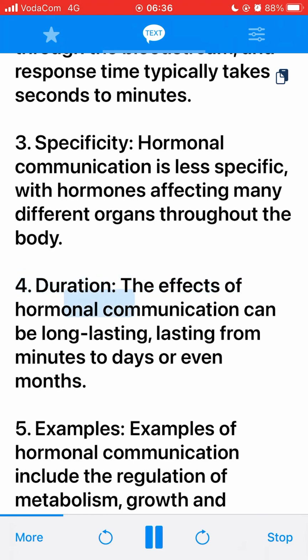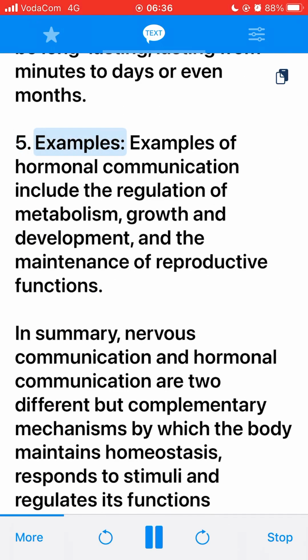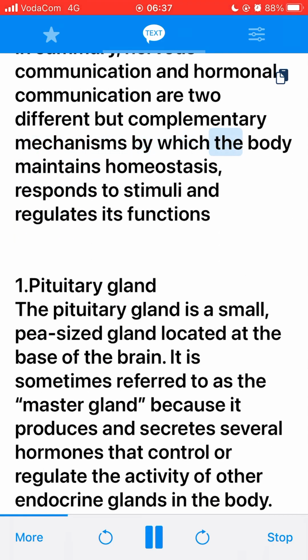Duration. The effects of hormonal communication can be long-lasting, lasting from minutes to days or even months. 5. Examples. Examples of hormonal communication include the regulation of metabolism, growth and development, and the maintenance of reproductive functions. In summary, nervous communication and hormonal communication are two different but complementary mechanisms by which the body maintains homeostasis, responds to stimuli and regulates its functions.